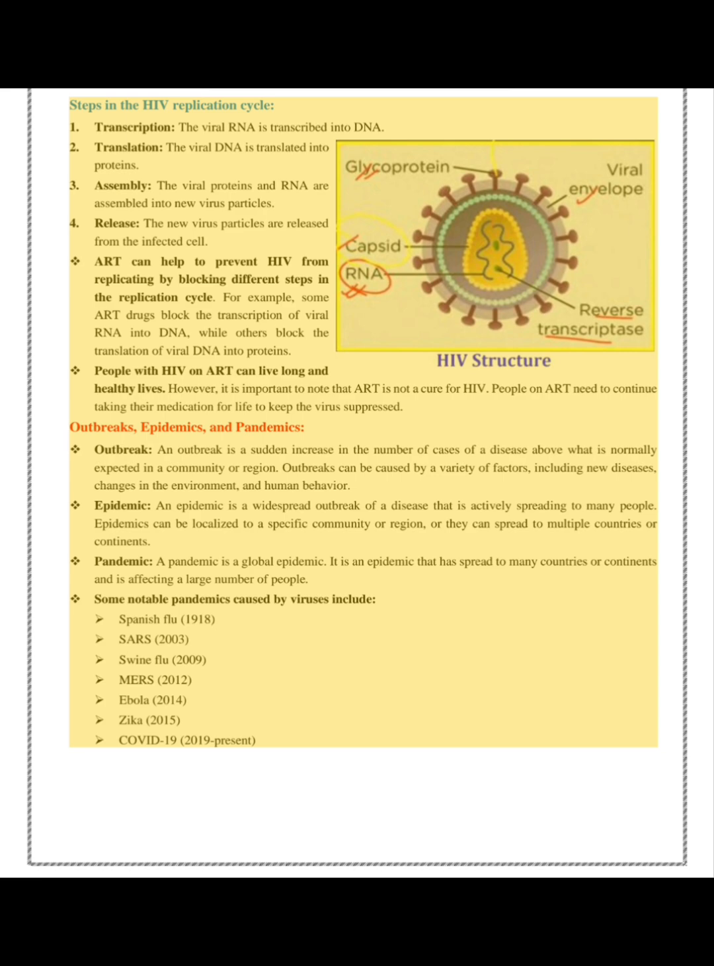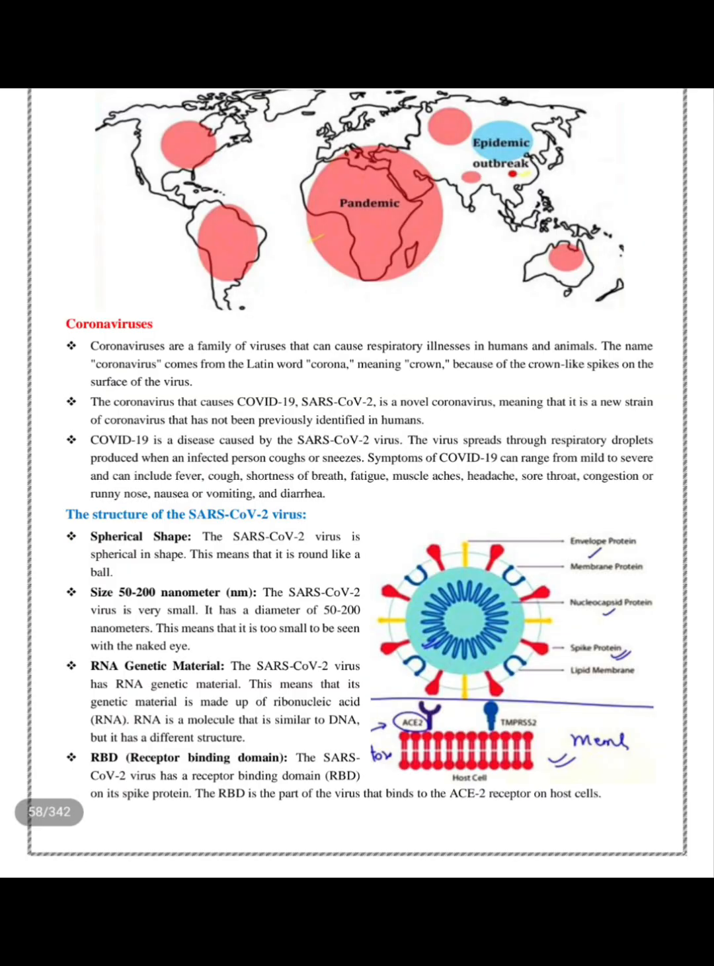Epidemics can be localized to a specific community or region, or they can spread to multiple countries or continents. Pandemic. A pandemic is a global epidemic. It is an epidemic that has spread to many countries or continents and is affecting a large number of people. Some notable pandemics caused by viruses include Spanish flu, 1918; SARS, 2003; swine flu, 2009; MERS, 2012; Ebola, 2014; Zika, 2015; COVID-19, 2019 to present.